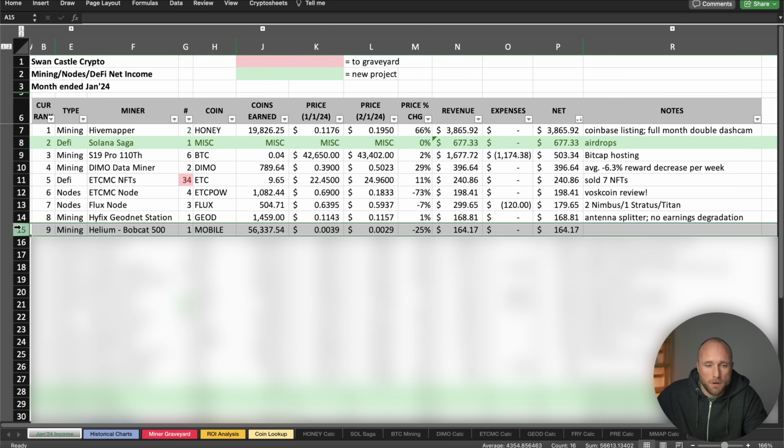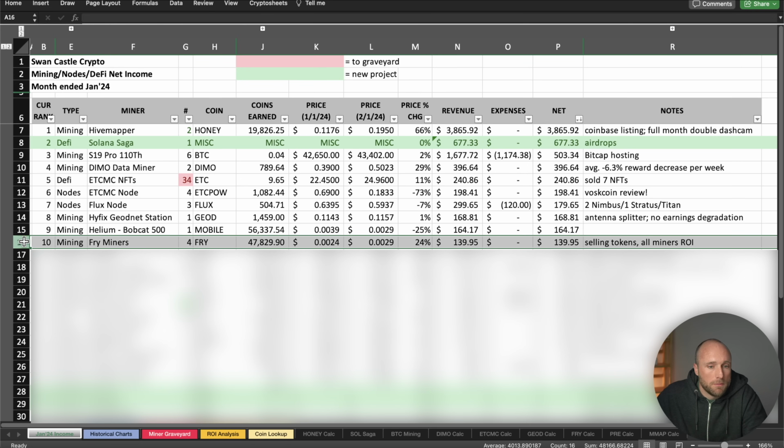And number nine for the month is my Helium Bobcat 500. This is the 5G Helium miner. It earns the mobile token. The mobile token kind of went back down to earth this month, down 25% for the month, but it was up several thousand percent over the past several months. It contributed $164 for the month, so not too bad for that project.